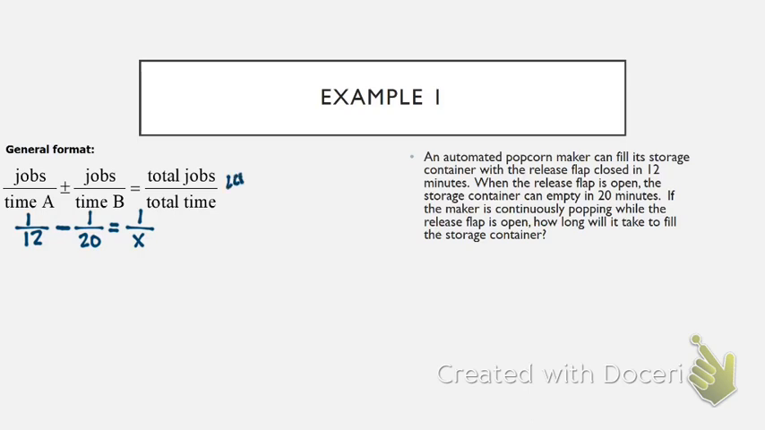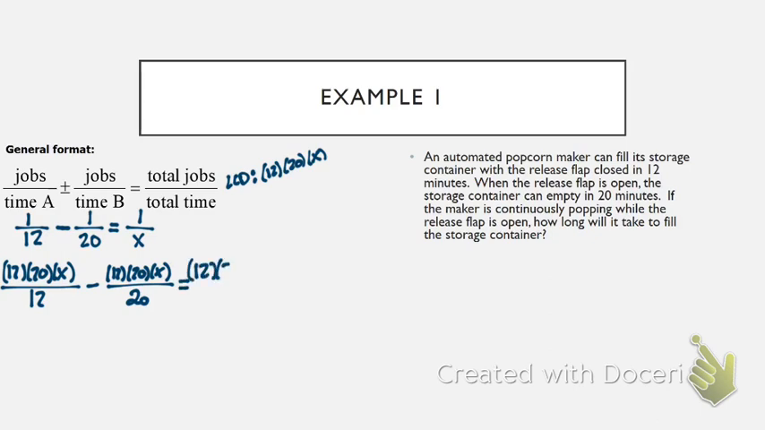I'm going to quit with the color coding. But the LCD is 12, 20, and X. So 12, 20, and X need to go on every fraction. So X is gone, 20 is gone, and 12's gone.